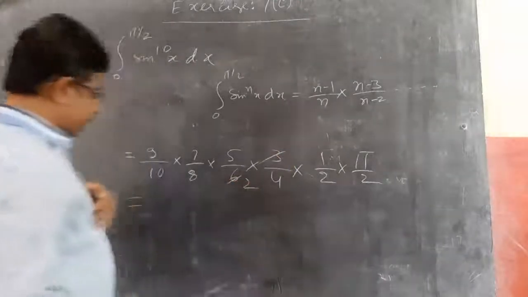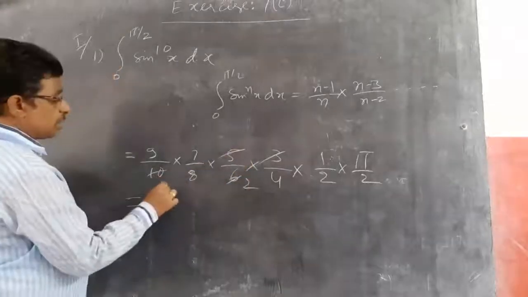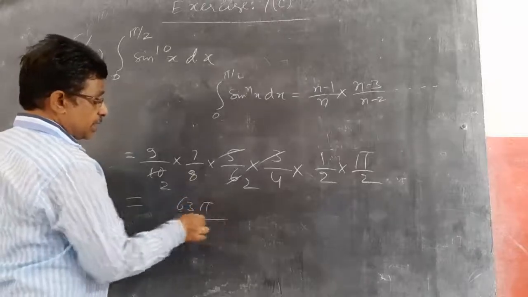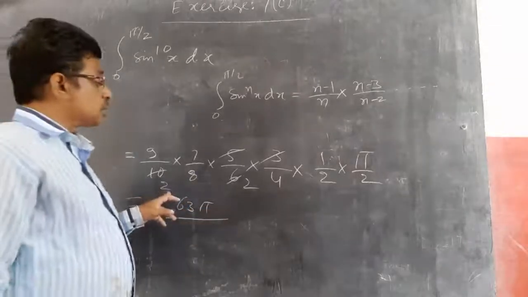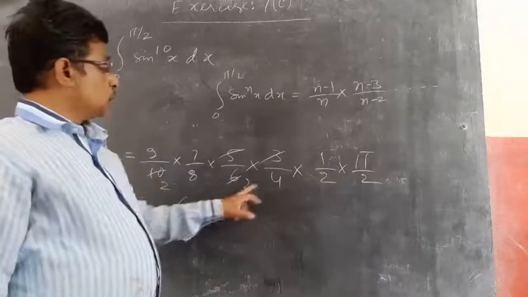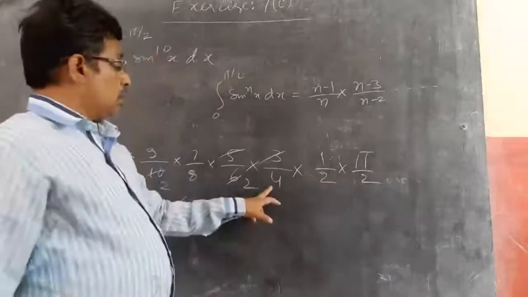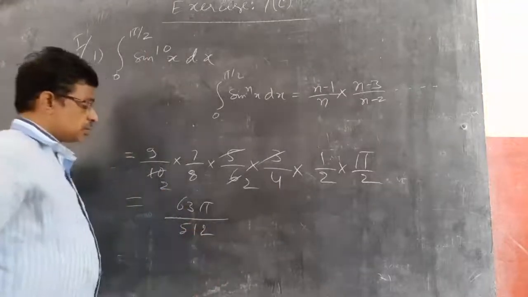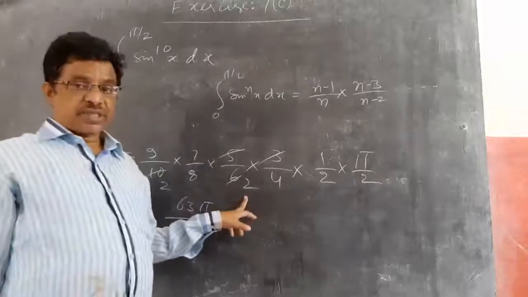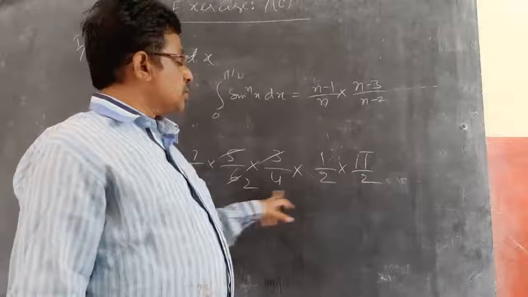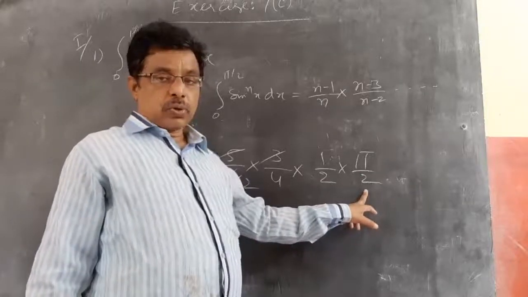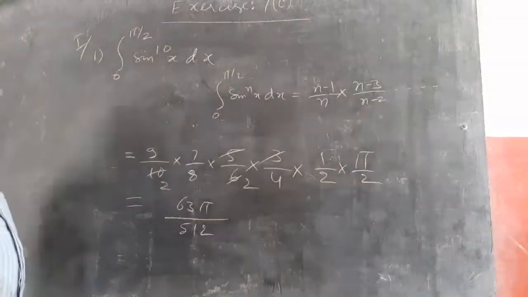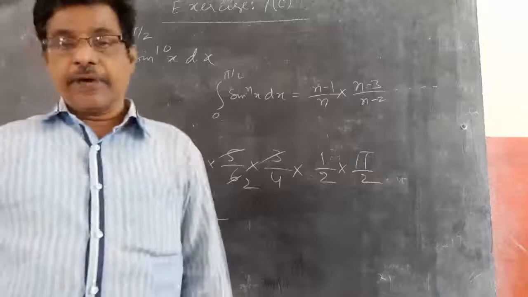3 2s are 6. 5 2s are 10. Then simplify: 9 into 7, 63 pi, by the product of all the 2s. Multiply all the 2s: 1, 2, 3, 4, 4 plus 2 is 6, 6 plus 3 is 9. So 2 into 8 is 16, 16 into 2 is 32, 32 into 2 is 64, 64 into 2 is 128, 128 into 4 is 512. So 63 pi by 512.